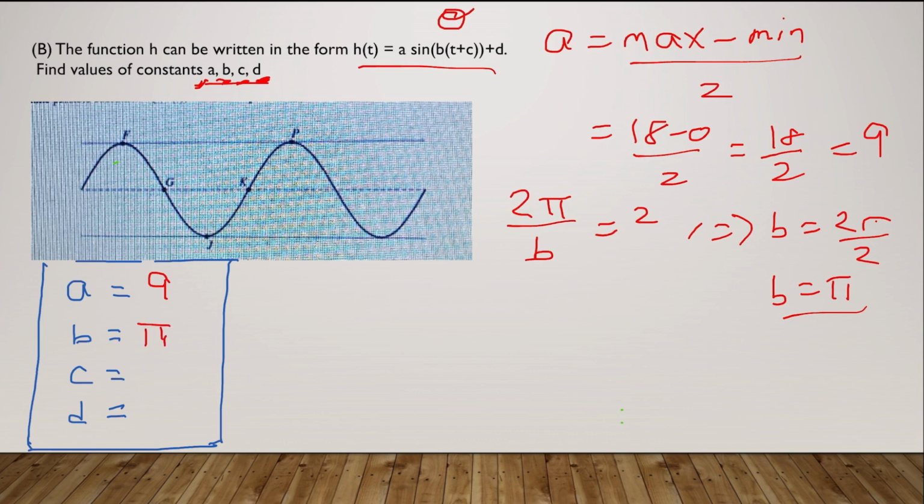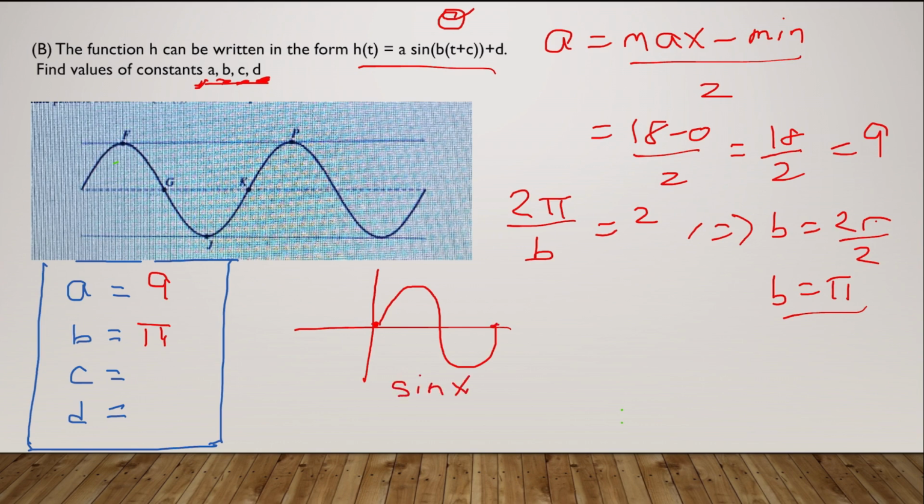Now what about C? There is one important point that I want you to know. A cosine function always starts from the origin. So cosine function would start from here, go up, come down, and come back to the x-axis.